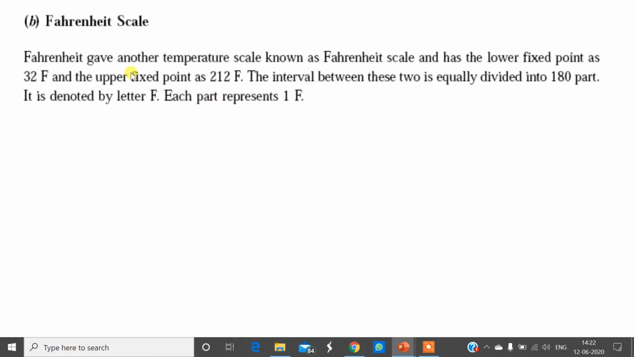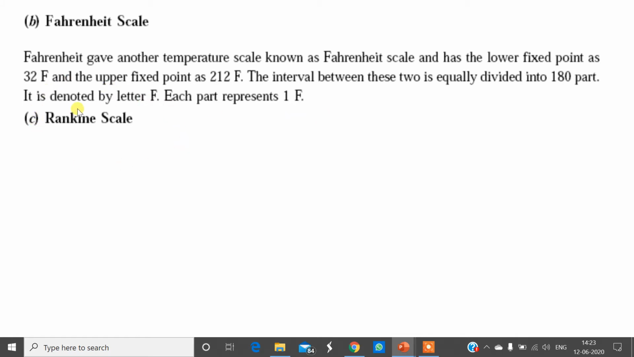You can see the difference between 212 and 32 is 180. Therefore, in the Fahrenheit scale, the difference between 32 and 212 is divided into 180 equal parts, and each part represents 1 Fahrenheit. The interval between these two is equally divided into 180 parts. It is denoted by letter F. Each part represents 1 Fahrenheit.